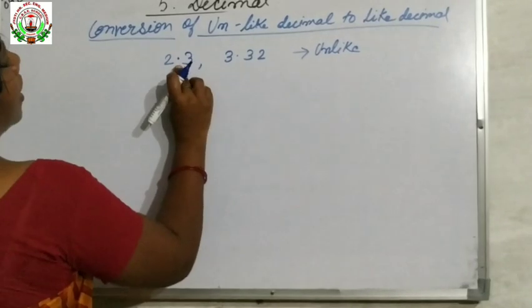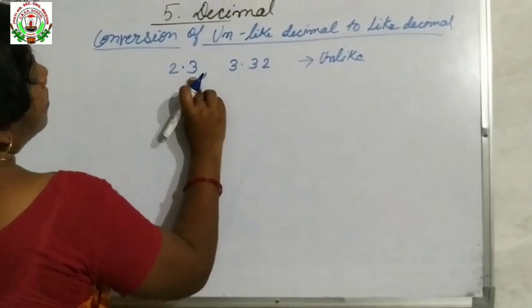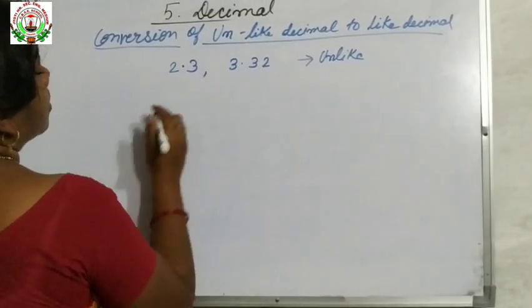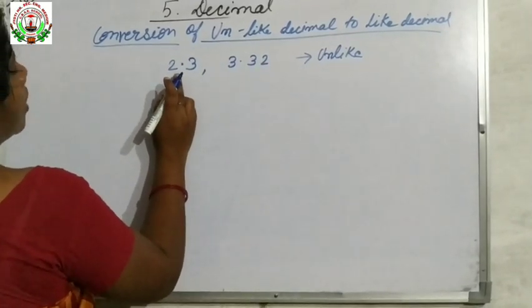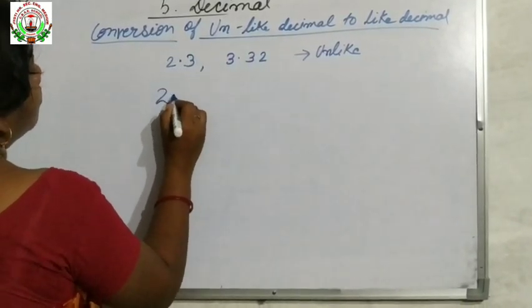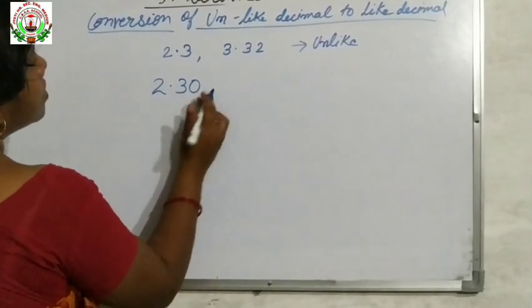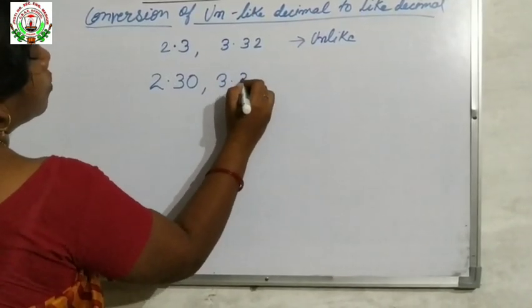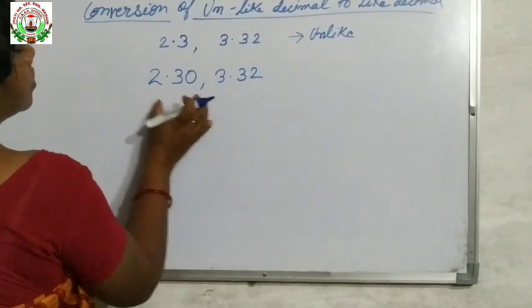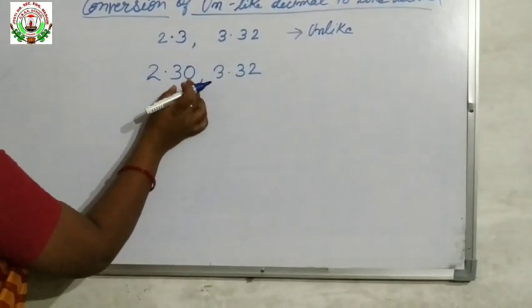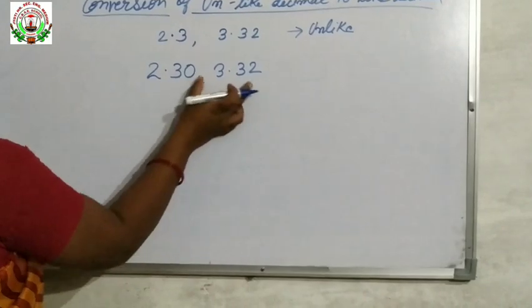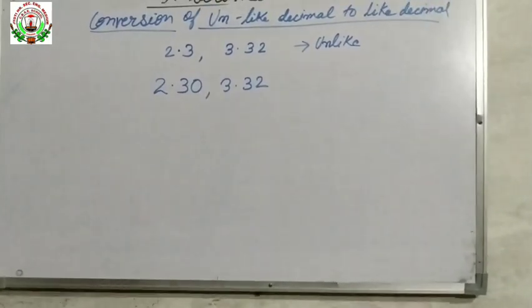So here after the decimal one number is there, here after the decimal two numbers are there. So when we want to convert into like decimals, we will put a 0 here. After the decimal two digits are already there, so it will not change. We put 0 here, then it is like decimals. Understood? So what is the meaning?